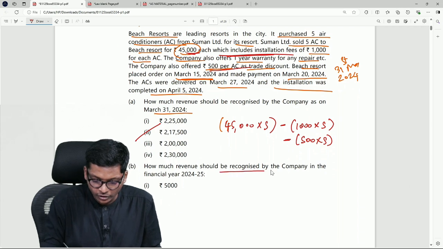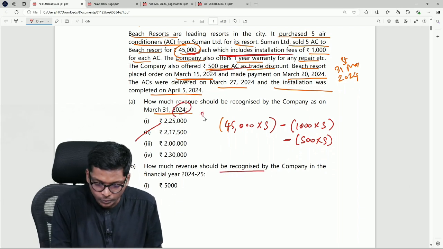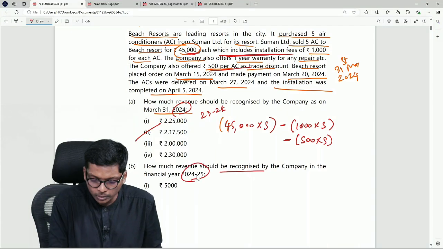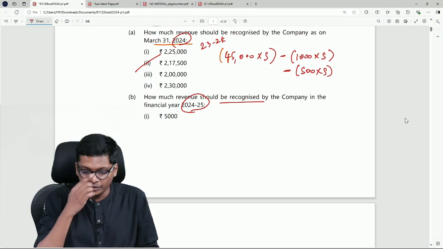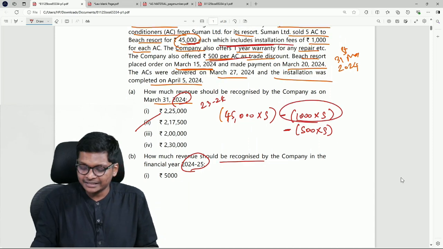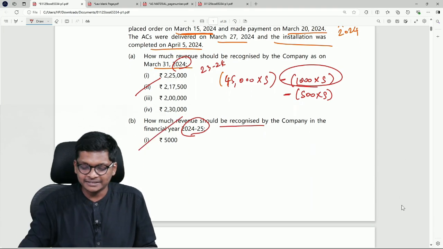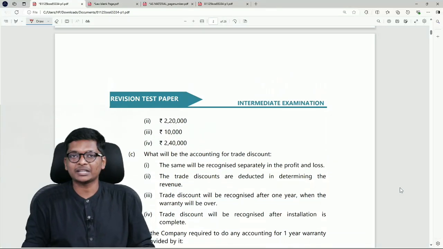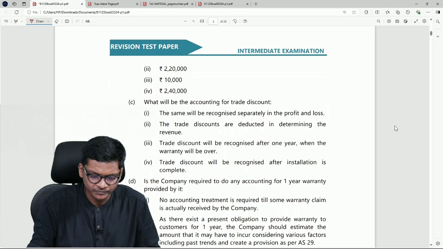What is the revenue for next year? This is 23-24. What about 24-25? The revenue for 24-25 will basically be the service income for installation, which in the first answer itself is 5,000. Other answers I don't care because only the installation will be taken.